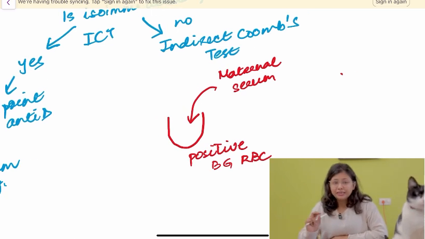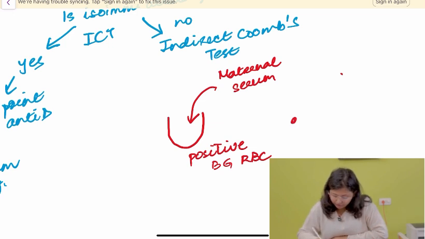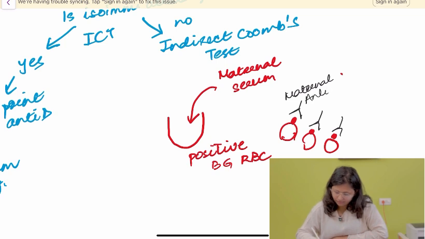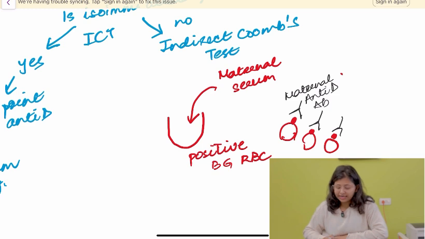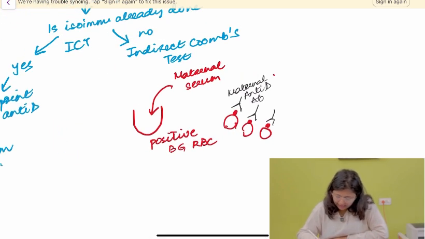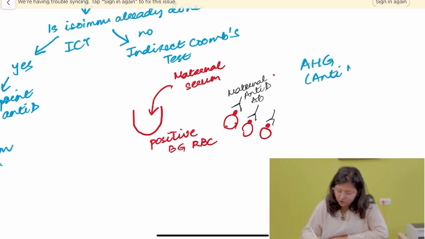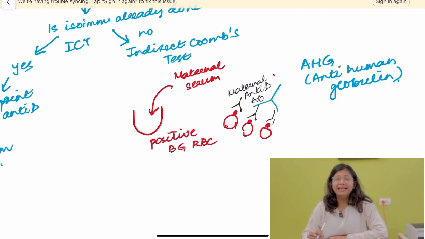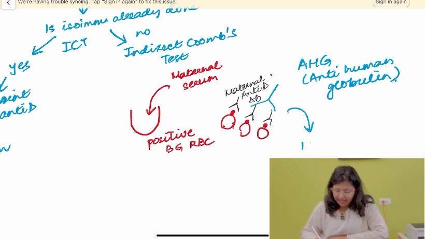If the maternal serum has anti-D, then it is going to clump these RBCs. We already know the D antigen is present on these RBCs, so the maternal anti-D antibodies stick to it. To see whether this anti-D is present or not, we have another testing reagent that we call anti-human globulin, AHG, which is basically an antibody against human immunoglobulins. When this anti-human globulin detects the anti-D coated on the test RBCs, it starts clumping. Therefore, we know the ICT is positive.